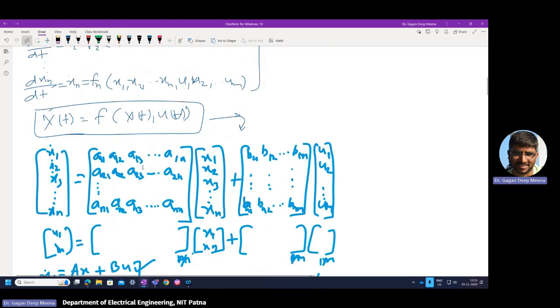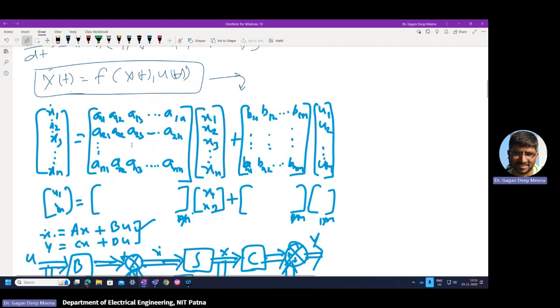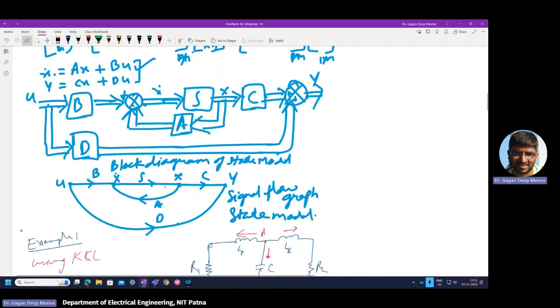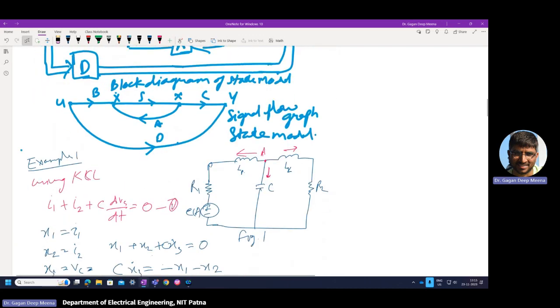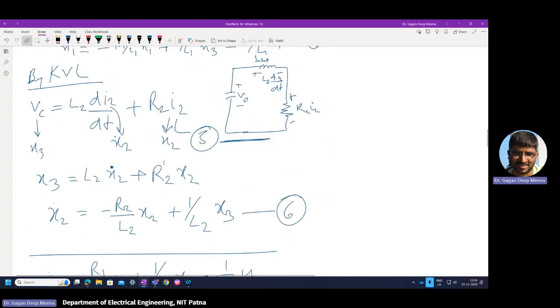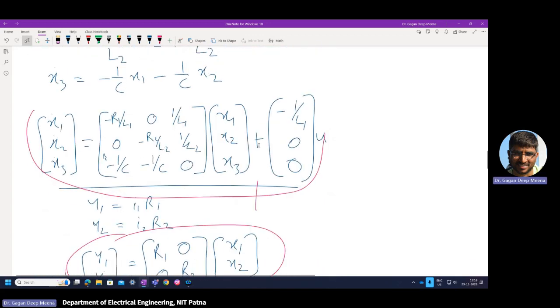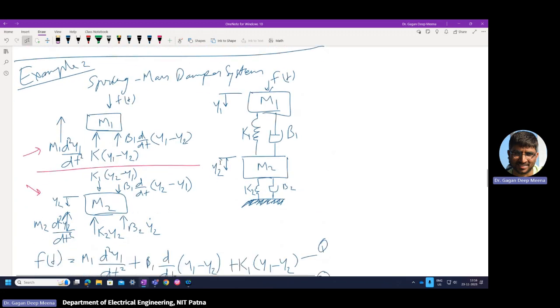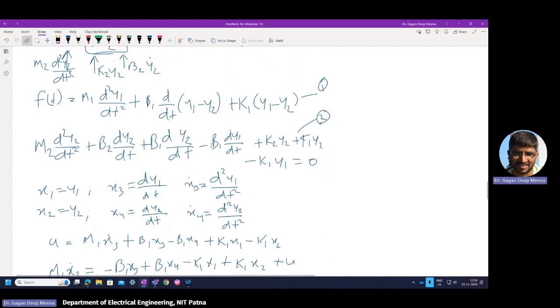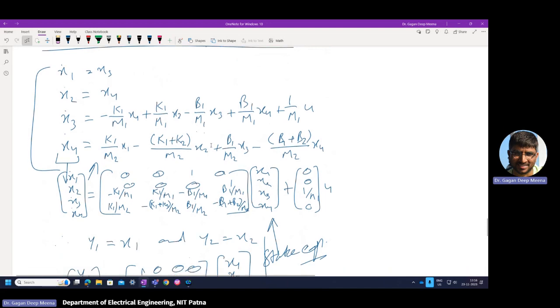We also saw how multiple inputs appear when we write a state space model for any particular physical, electrical, mechanical, or any other type of system we are considering. Then the block diagram representation and the signal flow graph representation of that state space model. We took several examples, solved the differential equations, and converted them into a state space model in the last class. We also saw a spring mass damper system and converted its differential equations into the state space model.